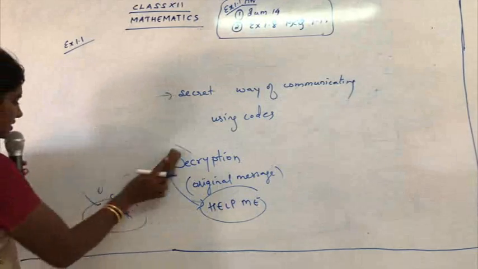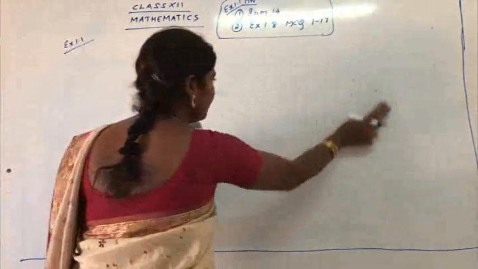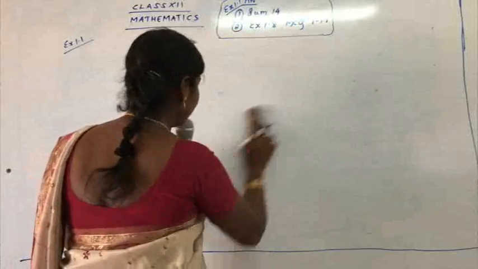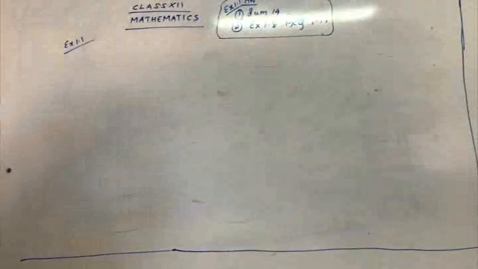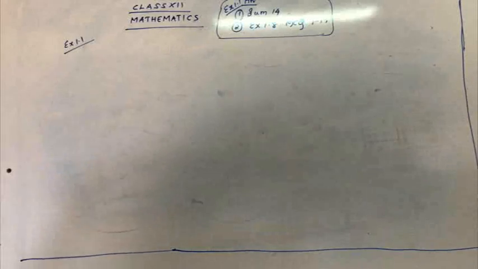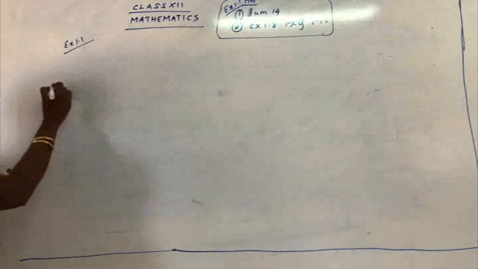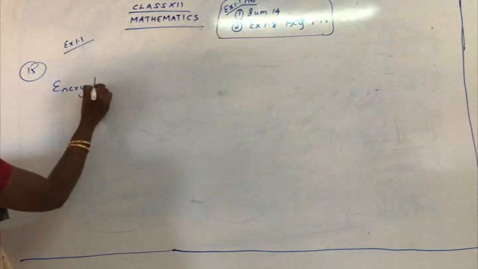Okay, let's start with the sum. Let's complete our exercise 1.1. So we are crossing our first level, yes children. From 3 days, this is the 4th day, we are going to complete our exercise 1.1. Now we have been given the encryption matrix. So let's write down here, sum number 15.